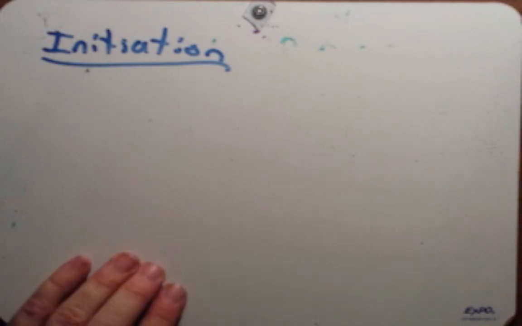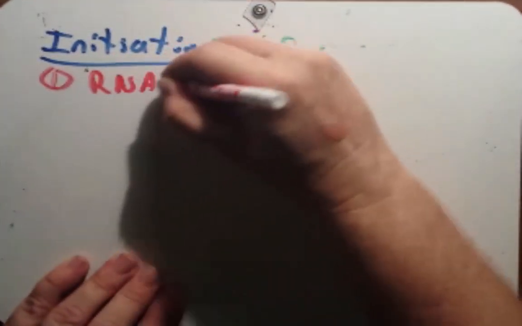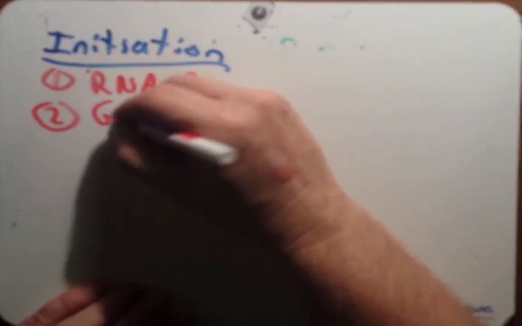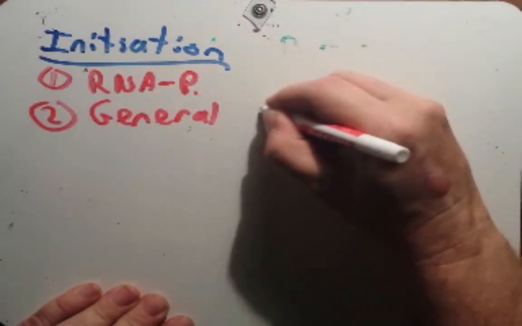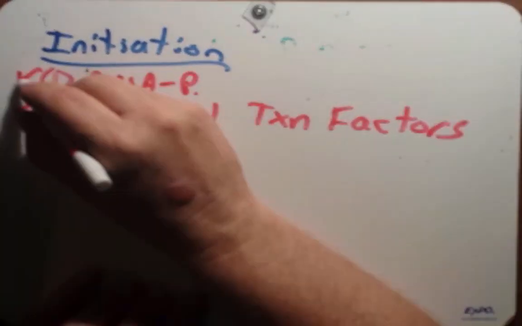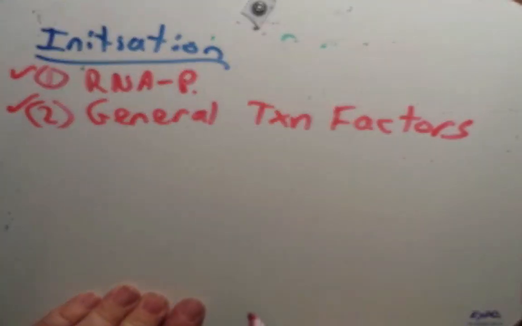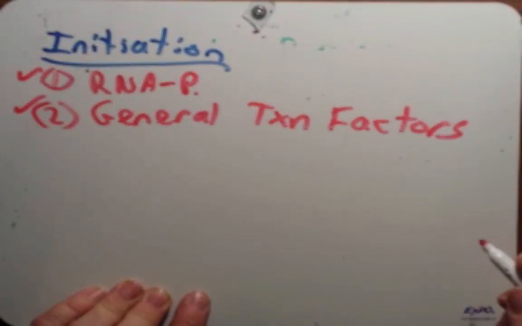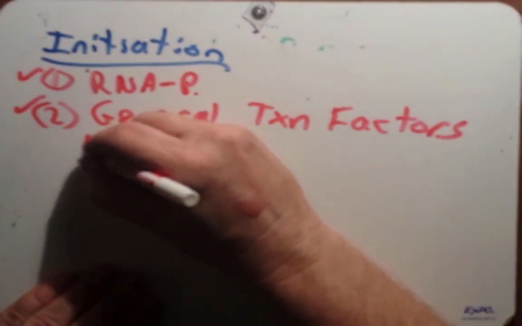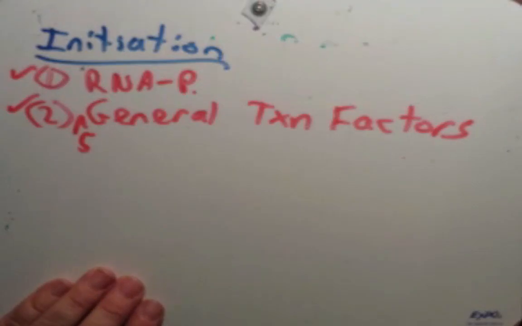Initiation requires RNA polymerase. Without RNA polymerase, you are never going to make the messenger RNA. However, RNA polymerase is never going to find the promoter without general transcription, TXN for short, factors. So these two are what are needed for initiation. Now there are other transcription factors that help fine-tune that regulation, but this is what we need for initiation. And there are specifically at least 5 general transcription factors that are needed.